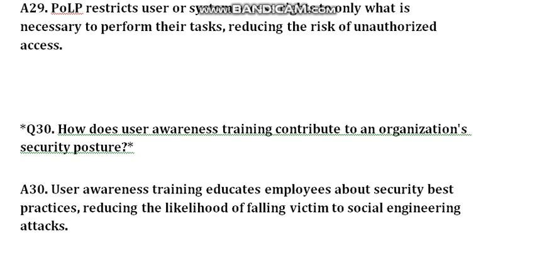How does user awareness training contribute to the organization's security posture? User awareness training educates employees about security best practices, reducing the likelihood of falling victim to social engineering attacks.